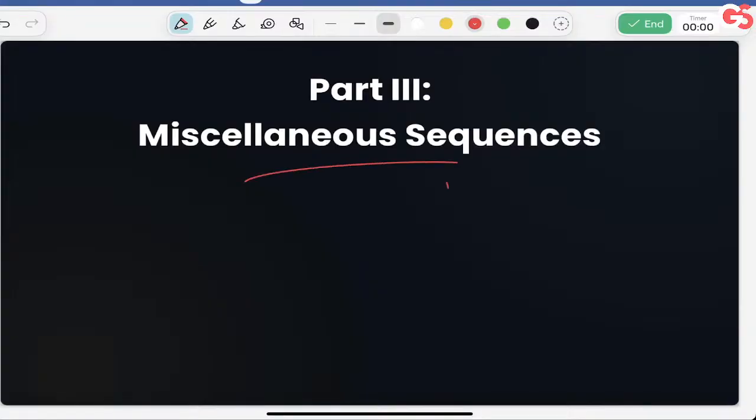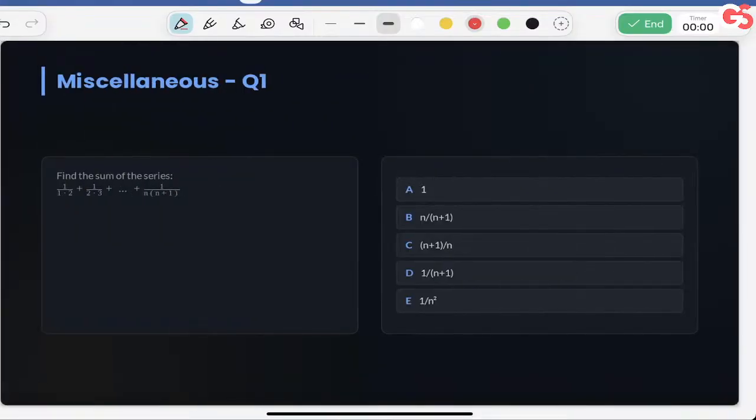Miscellaneous sequences. Here we go. This is the first one. Find the sum of the series: 1 upon 1 into 2 plus 1 upon 2 into 3 till 1 upon n into n plus 1. I think you can just tell this mentally. Memorize? Why? Sunidhi, why memorize?